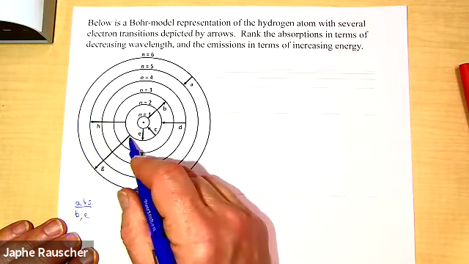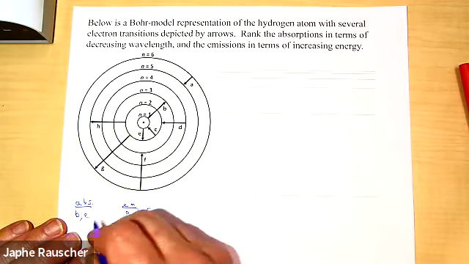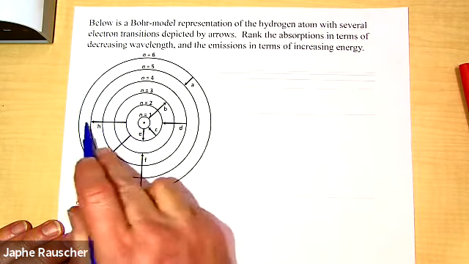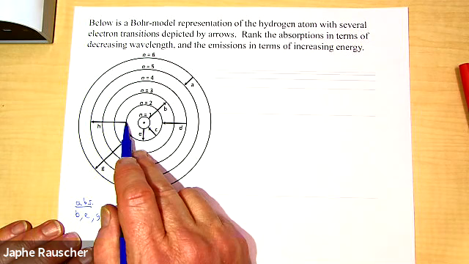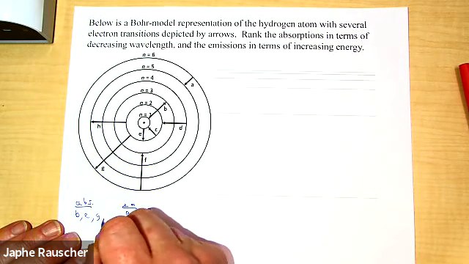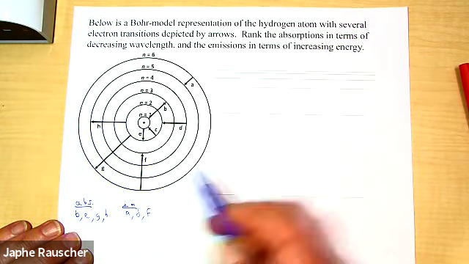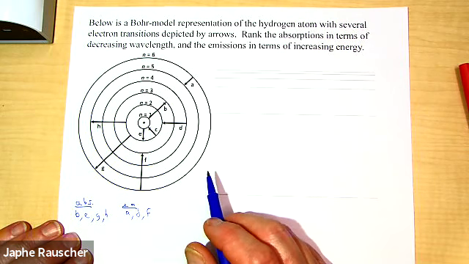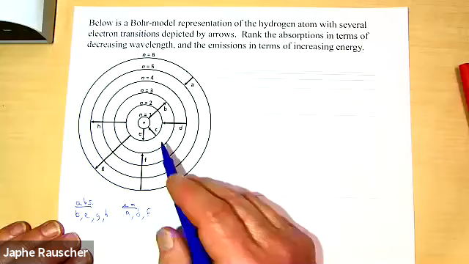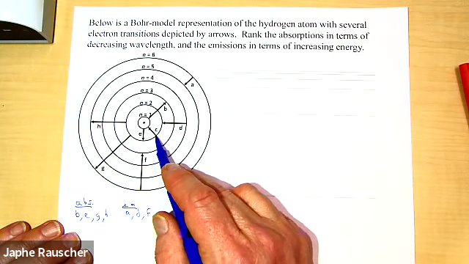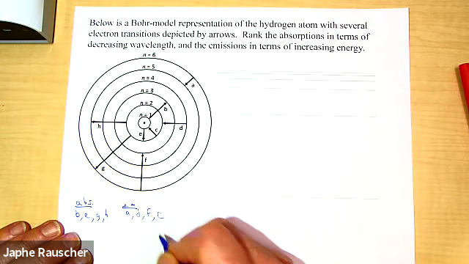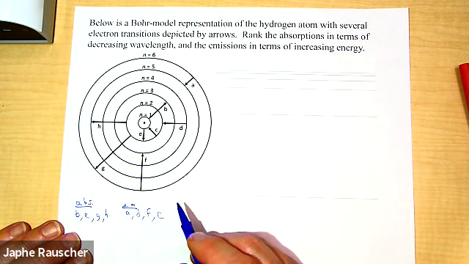G is an absorption. It's going from 2 all the way out to n equals 6. And then H is also an absorption. It's excited from the n equals 2 level all the way to n equals 5. All right, so there's all of our emissions and our absorptions. Did I get them all? What about C? C goes from n equals 2 down to n equals 1, so that's an emission. So we have 4 of each.